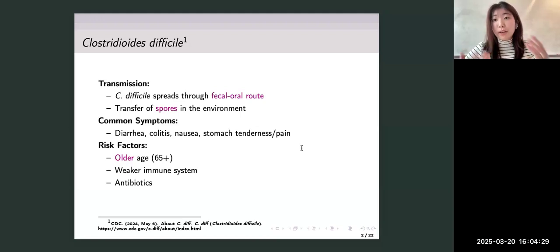If you have a healthy immune system, you're able to combat the bacterial infection. However, if you're of older age, have a weaker immune system, or are on antibiotics, you're more susceptible to being infected and to having symptoms including diarrhea and stomach tenderness.